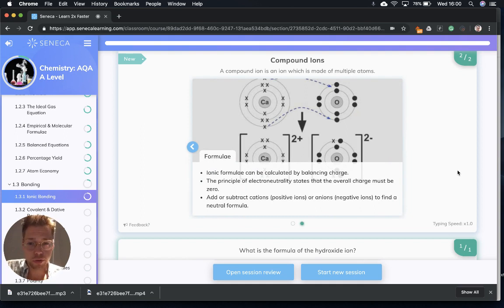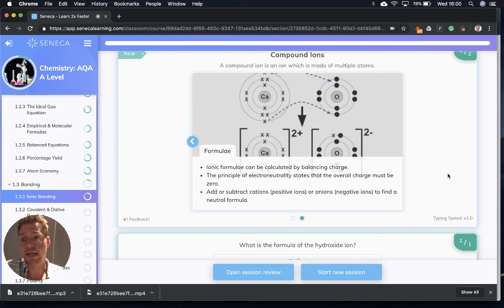Okay, so next we're going to talk about ionic formulae, and basically to determine the formula we balance the charge. The principle of electroneutrality states that the overall charge must be 0. Does that metaphor from the start make sense now? You add or subtract cations, which are the positive ions, or anions, negative ions, to find a neutral formula.